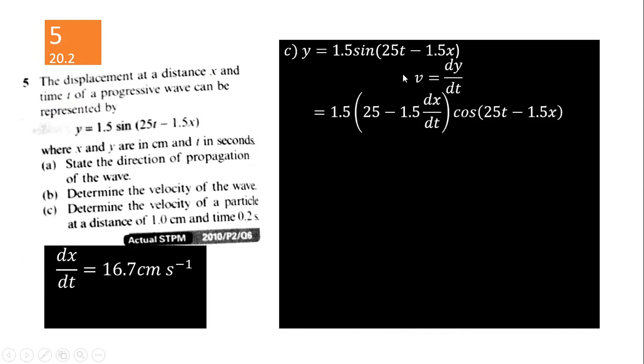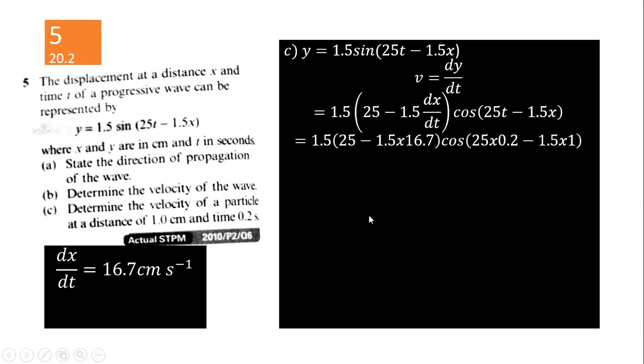Right? Differentiate it. Differentiate, you get the 15. And differentiate this one. Right? In terms of t, 25. Differentiate this one, 25 dx/dt. Then the sine there becomes a cos. Right? All this the same. And put in your value. Right? This one is the same. Dx/dt is this one. Cos 25. And then your time is 0.2.